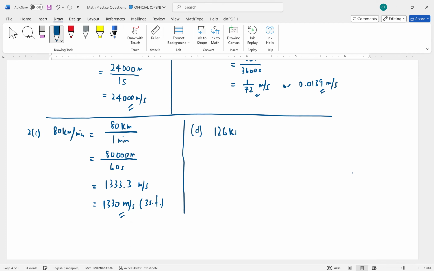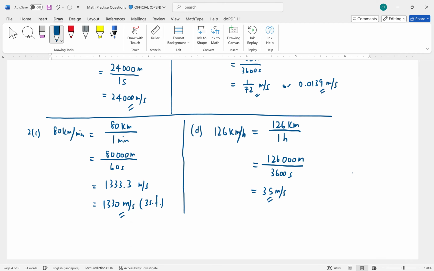126 kilometer per hour. So kilometer per hour means kilometer divided by 1 hour. Okay, so same thing, convert the top to meter. Kilometer to meter, we multiply by 1000. Then 1 hour has 3600 seconds, right? From what we found just now. So then you do the division again. 126,000 divided by 3600. Okay, so you'll get 35 meters per second.